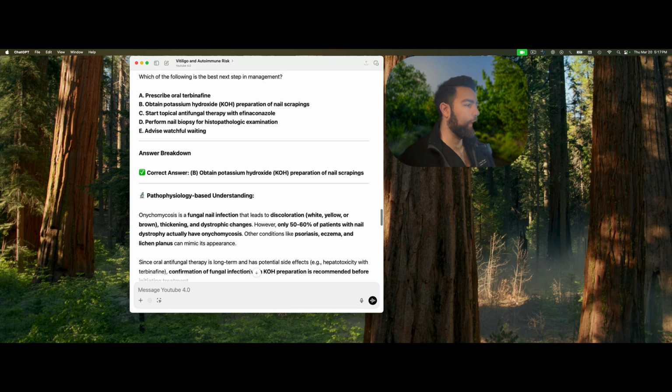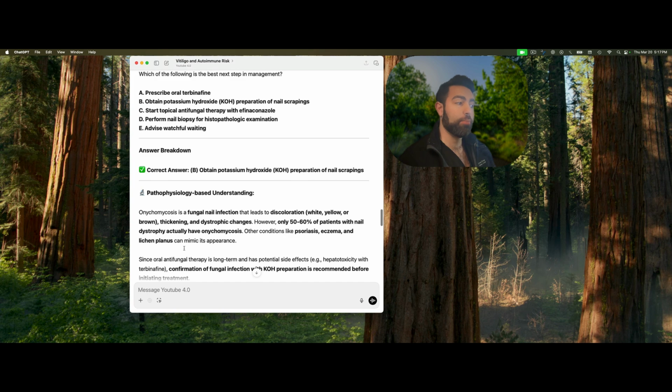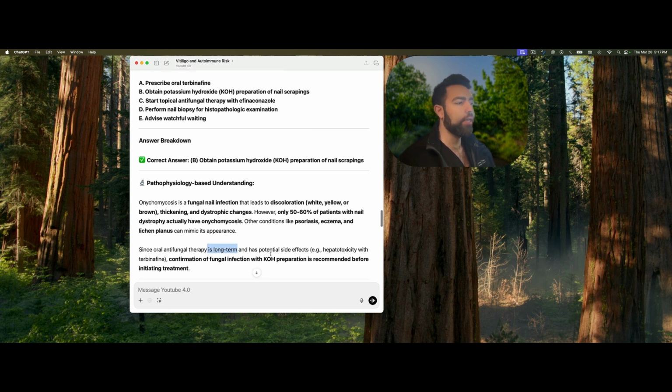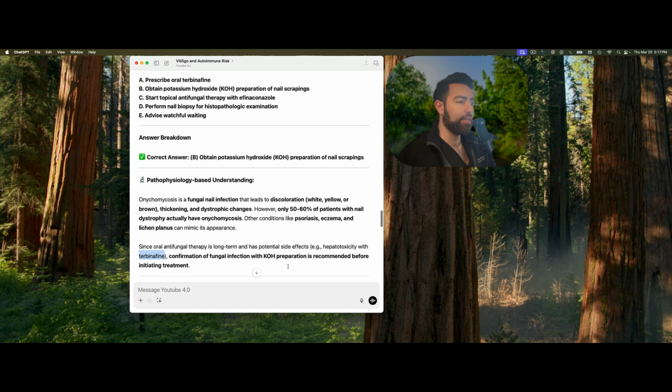Since oral antifungal therapy is going to be long-term to treat this kind of infection, there are a lot of side effects that could be expected, such as hepatotoxicity, which can happen with terbinafine, because that's the first line there. So confirmation of the fungal infection with a KOH prep is recommended before initiating treatment. So it's very important to actually get the KOH prep.